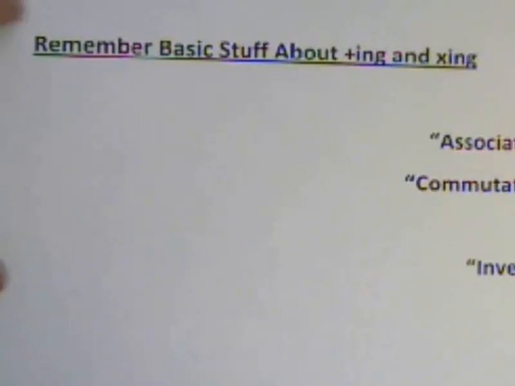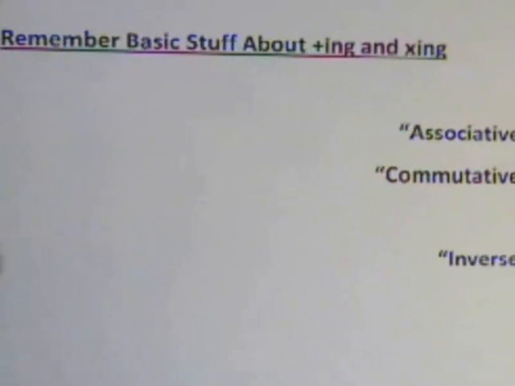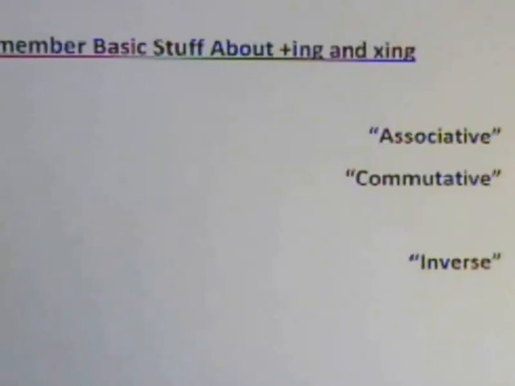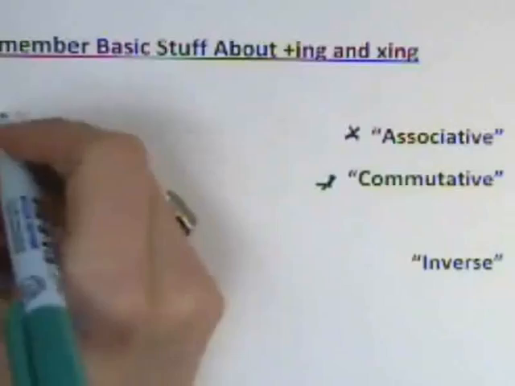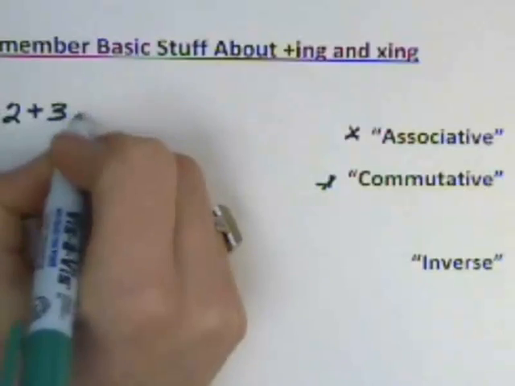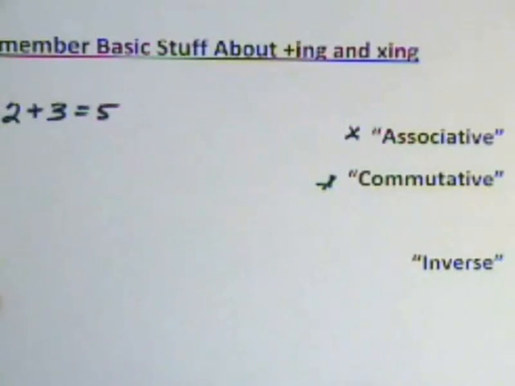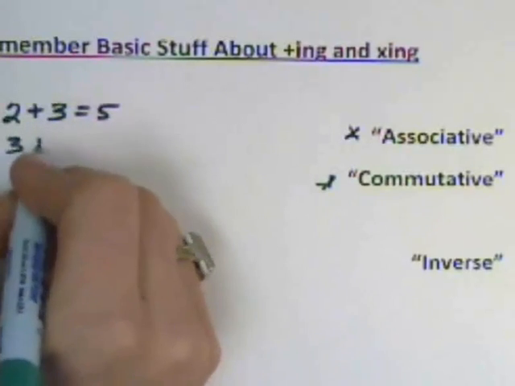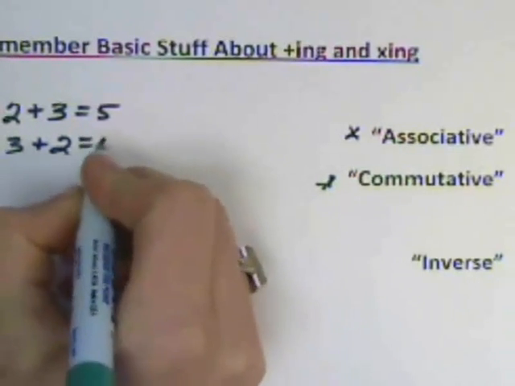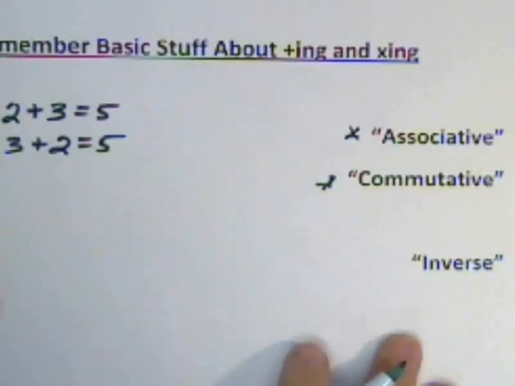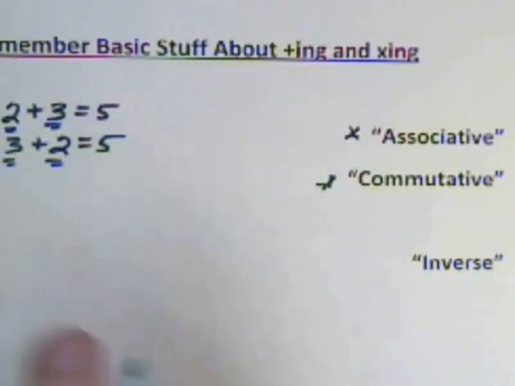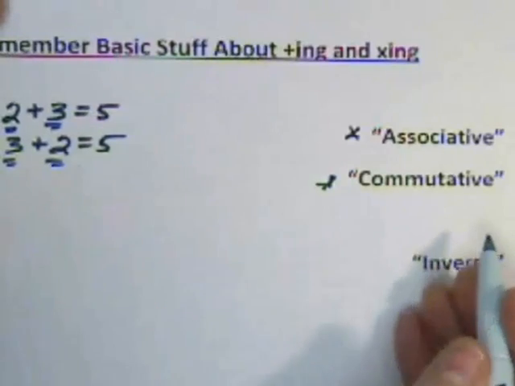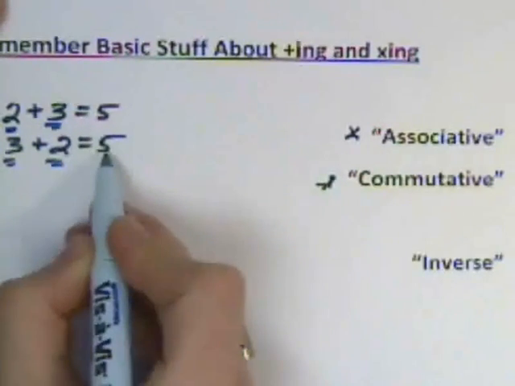Now let's remember some basic stuff about adding and subtracting. Some properties that you've probably taken for granted for a very long time. The two main ones we're going to talk about are associative and commutative. So let me remind you of something. Let's say you had 2 plus 3 equals 5. Please note for me that 3 plus 2 will still give you 5. My ability to change the order of these numbers, to flip the 3 and 2, to commute them around that plus, is called commutative. My numbers can flip, and my answer is still the same.